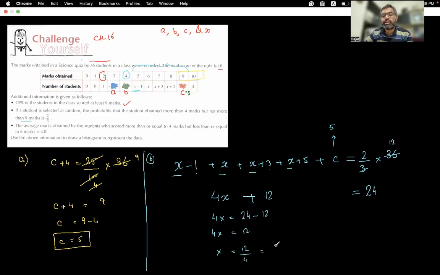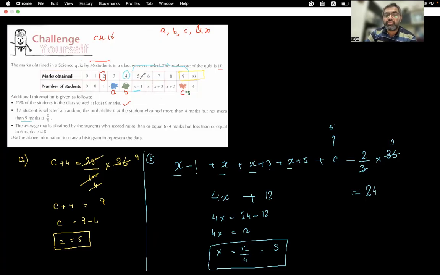We've got the value for x. X is equal to 3. So a second variable is solved. We have got the value of c, and now we have got the value of x. When we got x, we already got all these numbers: x minus 1, x plus 3, x plus 5.